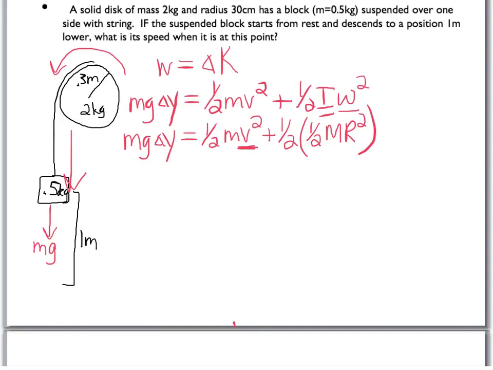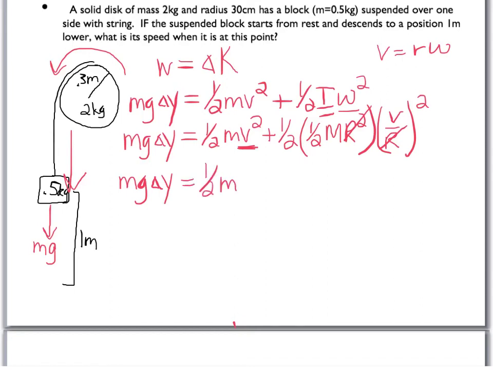Now, since we know that v is equal to r omega, then we can rewrite omega as v over r. And that quantity is going to be squared, because it was omega squared. That means that we can actually cancel out these r's, because there's an r squared there and an r squared there. And we can simplify our expression a little bit, so that mg delta y is equal to 1/2 mv squared, plus this would now become a 1/4 capital M v squared.